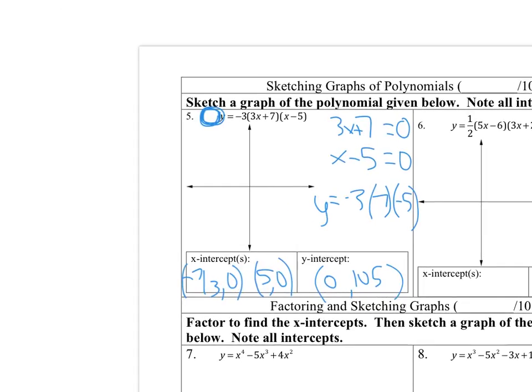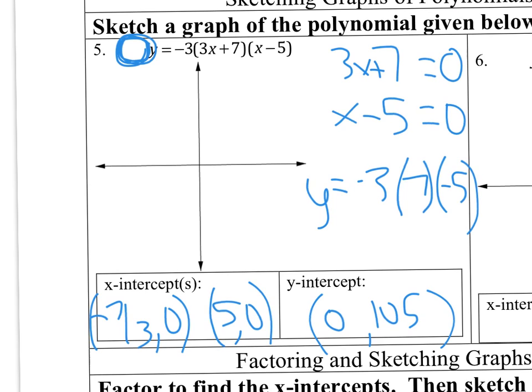Now I'm going to make this bigger so I have a little more space. I have a negative leading coefficient, that's the negative 3, and I have two factors. So that means it's even degree and it's negative. So it's going to look like this when I graph it. So I have negative 7/3 and 5 and 105.